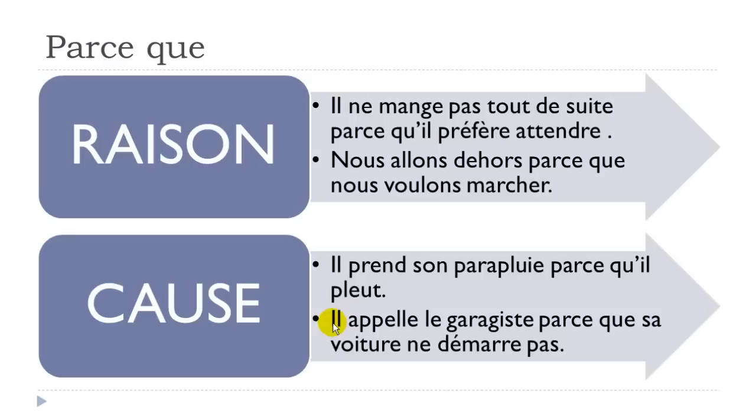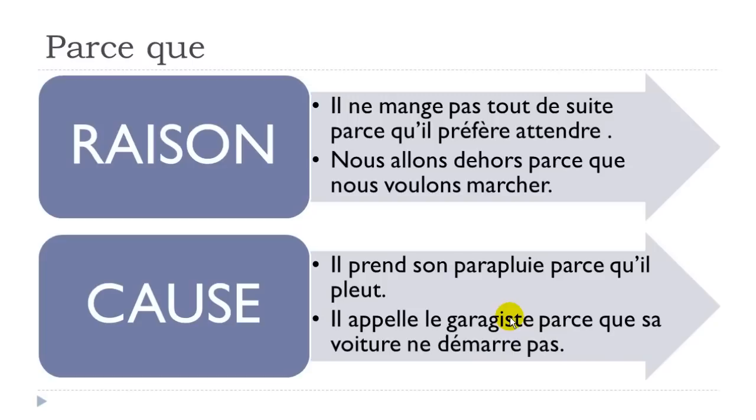Okay? And then, second example. Il appelle le garagiste parce que sa voiture ne démarre pas. Okay? Appeler, to call. Garagiste is this nice person that will fix your car if it's broken or if it doesn't start, like in this example. Okay? Parce que sa voiture, voiture is car, sa voiture, possessive, his car, and then ne pas, so you get the negative form here, and démarrer is to start. Il appelle le garagiste parce que sa voiture ne démarre pas, so because his car doesn't start, okay?